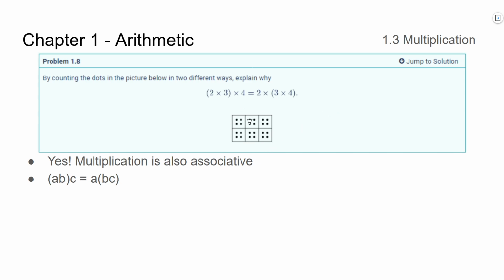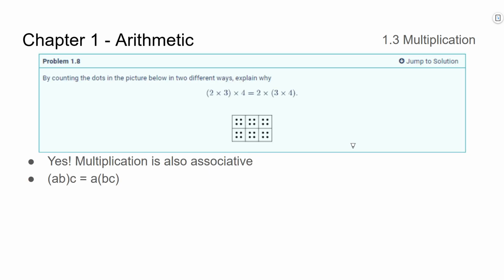And if you were to look at these groupings, so we have 2 rows of 3 with 4 dots in each, which means that would be a total of 24. 4, 8, 12, 16, yeah, that'd be 24 dots total, no matter how you count them up. So A B grouped together times C is the same thing as A times the grouping of B times C.